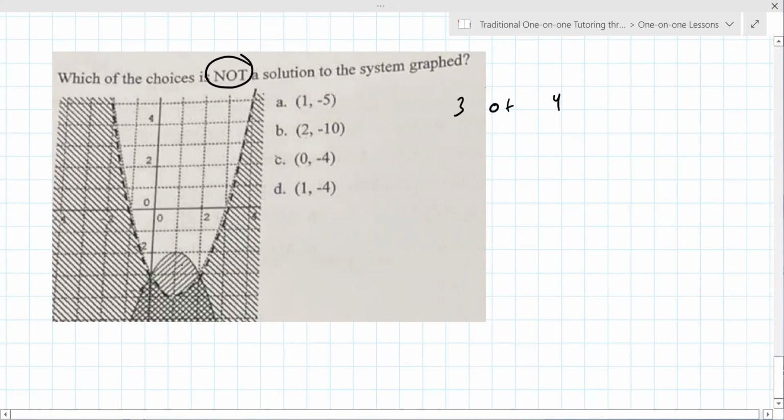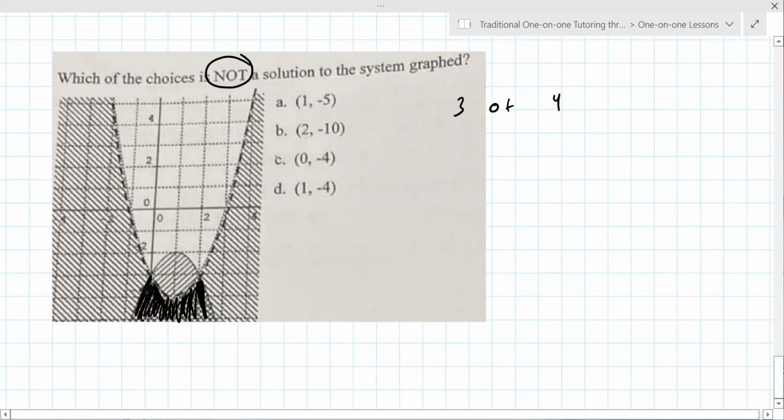Now solutions have to live inside this double shaded region down here. I assume it's kind of hard to tell. 1, 5, 1, -5, 2, -10, 0, negative. So actually I take that back. I guess the correct solution set is here. It's really hard to tell. Right. I think this is it.